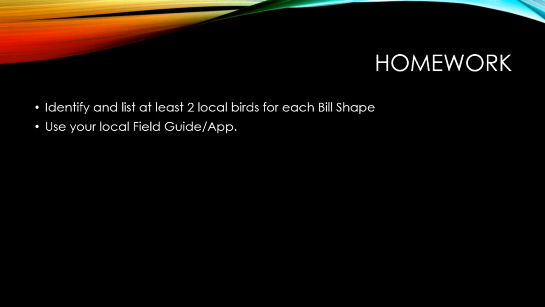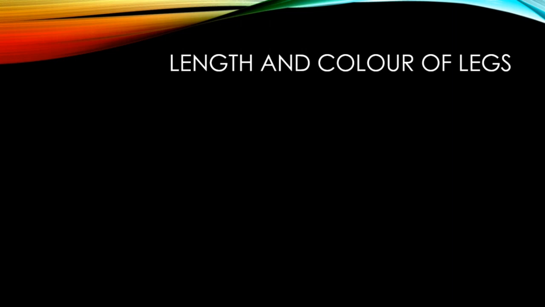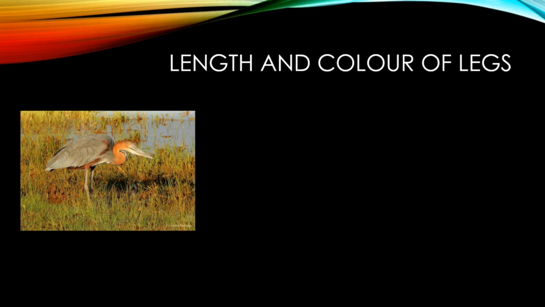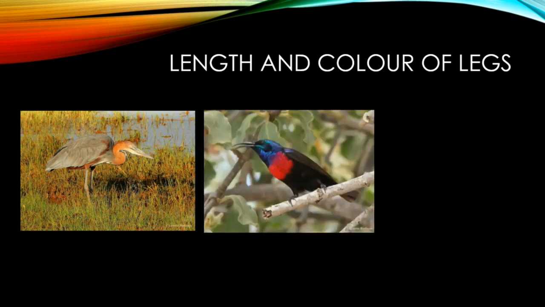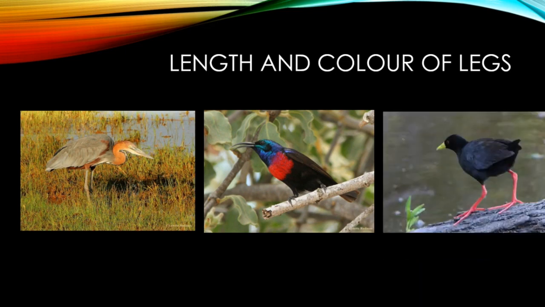So the length and color of legs. This is quite important to take note of, because you'll have birds with long legs like this heron, and they're busy walking through long grass or wading, busy catching insects or fish, frogs. And then you'll get birds that don't necessarily do that much walking and are mainly perching, so they'll have much shorter legs. And also very important to take note of the color, especially if you take a look at this black crake. You'll see those pinkish red legs, very characteristic and a great identification feature.